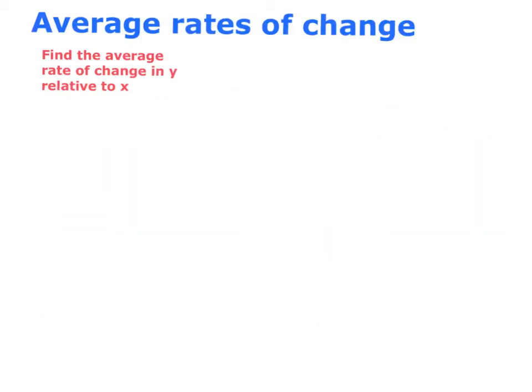Okay, now slope can be used to represent an average rate of change, or how much one thing changes on average relative to another thing. A slope that is a real-life rate of change involves units of measure, such as miles per hour or degrees per day. So we're going to do an example of that.